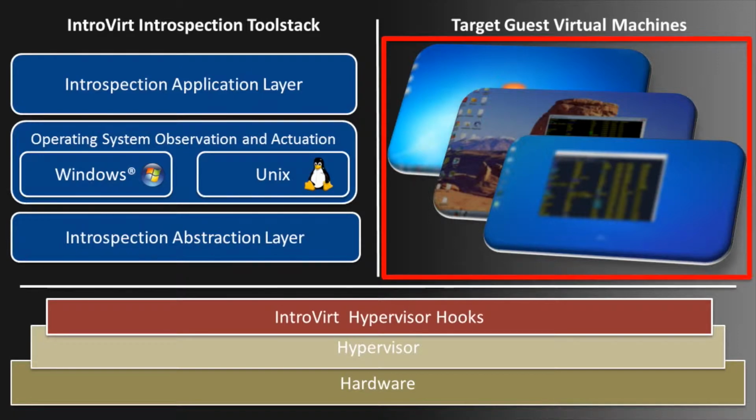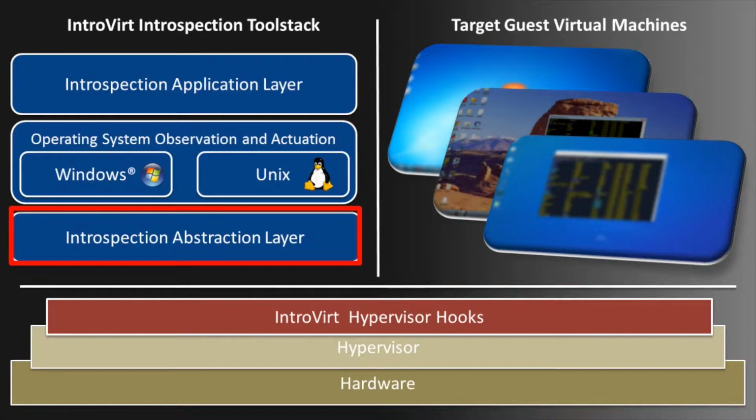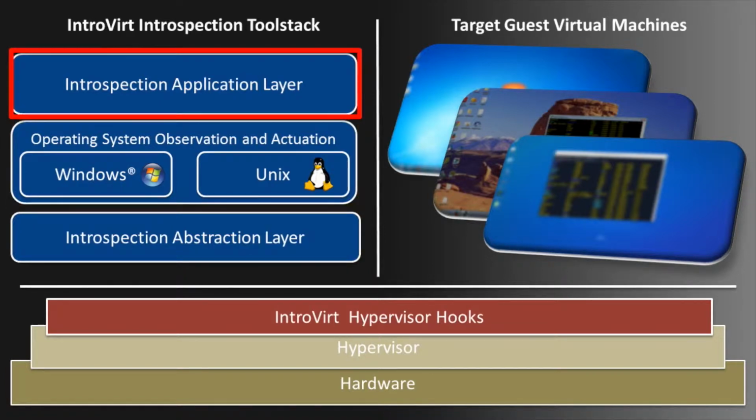When these events or activities occur, control is passed up to the IntroVirt introspection tool stack shown at the top left. At the bottom of the tool stack, the introspection abstraction layer receives events from the guest virtual machine. From there, the event is passed to the operating system layer, where it is used to parse operating system-specific structures and system calls. Finally, control is passed to the introspection application layer, where individual introspection applications can view or modify guest virtual machine memory, alter function parameters and return codes, or monitor system activity. The introspection application then returns control back to the guest virtual machine and waits for new events.